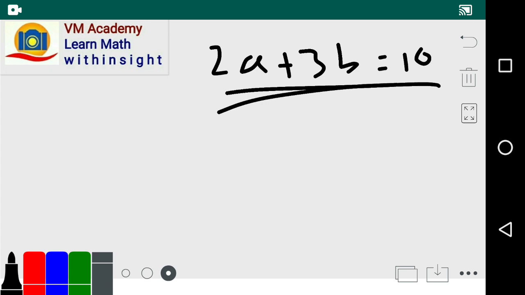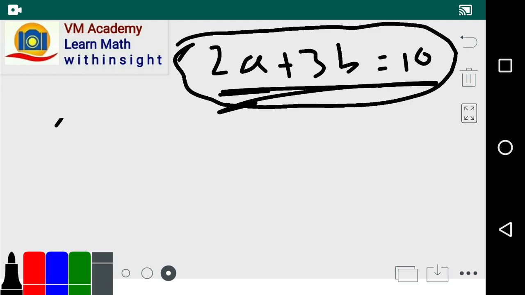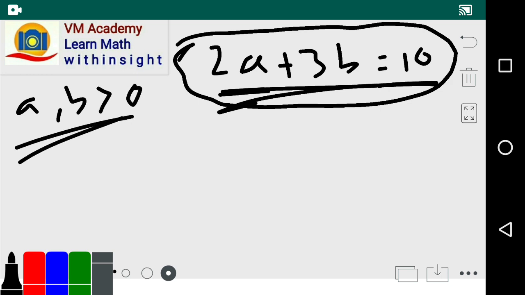Friends, also price cannot be negative. So price must be greater than 0. So that means we have to calculate the positive solution of this. A and B must be greater than 0, both greater than 0. So let us calculate it.